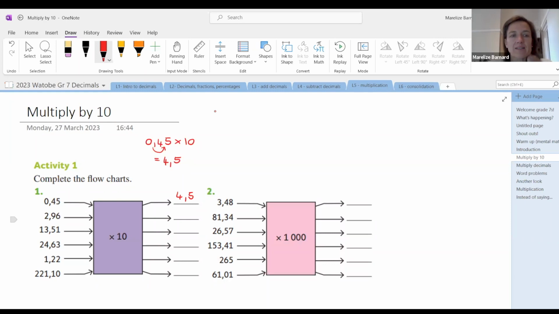So 2.96 times 10, what will that be? Just move it one place to the right. That's it, 29.6. And then 13.51 times by 10. That's right, 135.1. Good stuff. And then 24.63 times by 10. Put your answer in the chat.